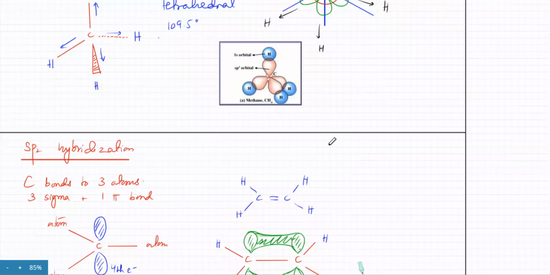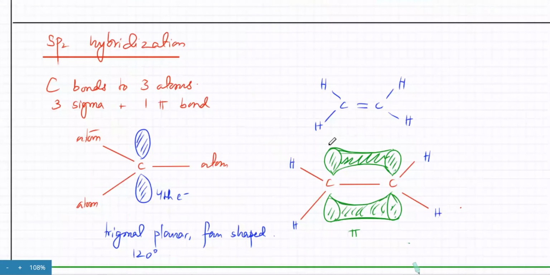And then you had sp2 arrangement, which was when carbon is only bonded to three atoms. So one electron gets pulled over here, one gets pulled over here, the third one gets pulled over here. No one is attracting the fourth one. So the fourth one usually ends up forming a pi bond.